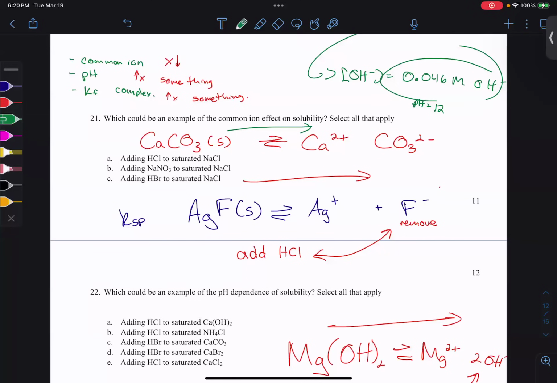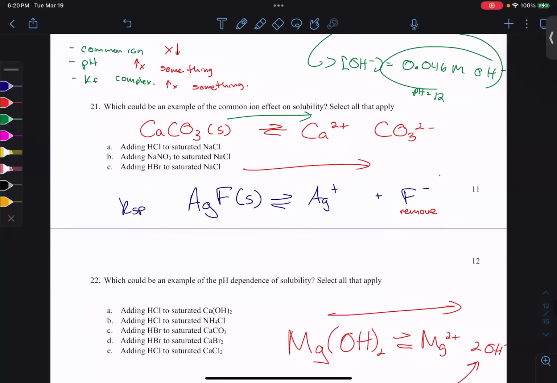And then the last one is Kf, complex ion formation. It's the same reason that I said, okay, I have this chemical equilibrium. If I remove F-, it shifts forward. I can also say, if I remove Ag+, it also shifts forward. So I can use Kf to say that. So I would tell you, okay, here's the Ksp for this compound, and the Kf for, let's say, the silver ammonia complex is equal to a really large number. I'm just going to make something up, 10 to the positive 17, right?